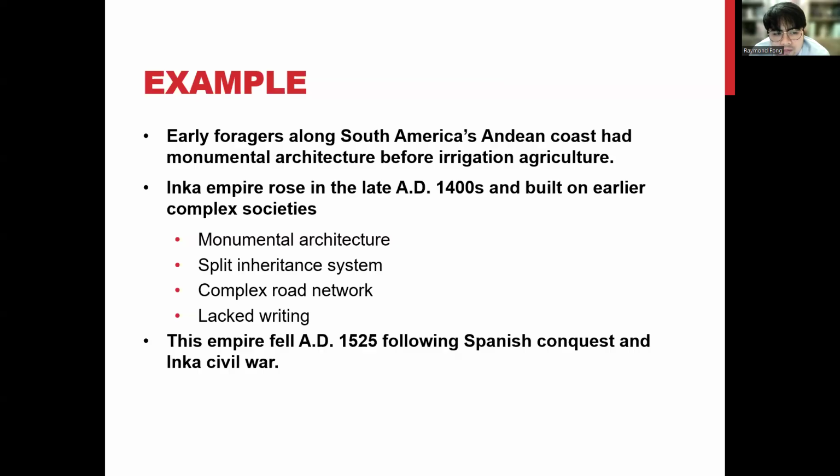So early foragers along South America's Andean coast had monumental arts for irrigation and agriculture. The Inca Empire rose in the AD 1400s and was built on previous complex societies. They had monumental architecture, a split inheritance system, a complex road network, and lacked writing. So this is very important, right? Because this is just to show that you can be a complex society without writing. Writing is not a criteria for being a complex society. While many complex societies do have writing, many of them do not. The empire fell in AD 1525 following the Spanish conquest and the Inca Civil War.